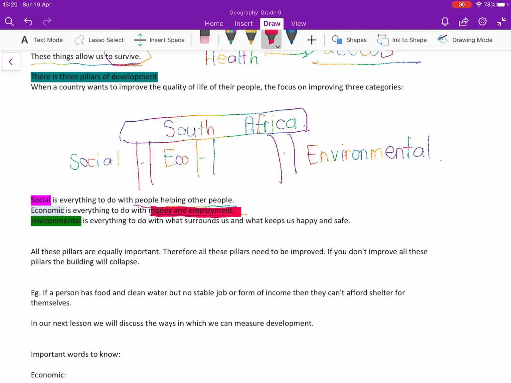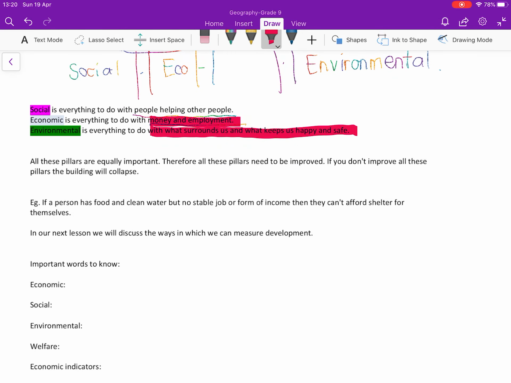Then when we look at environmental, it is everything to do with what surrounds us and what keeps us happy and safe. This is where I'm referring to good roads so we can arrive safely at our place of work, or what surrounds us. Beautiful gardens, trees, things that give us oxygen. Do we have a safe environment to live in, or is there a lot of pollution around you that actually makes you sick? All these pillars are equally important, guys.